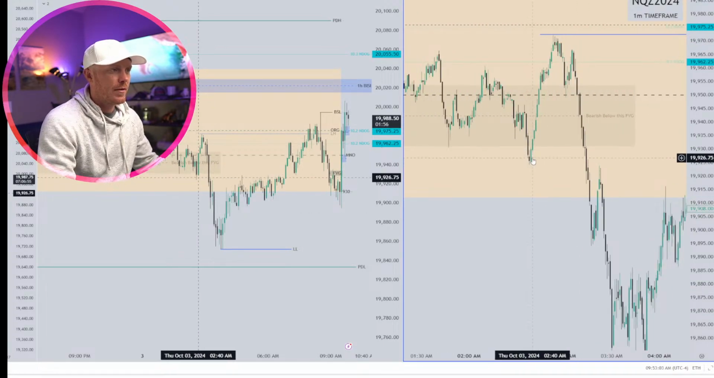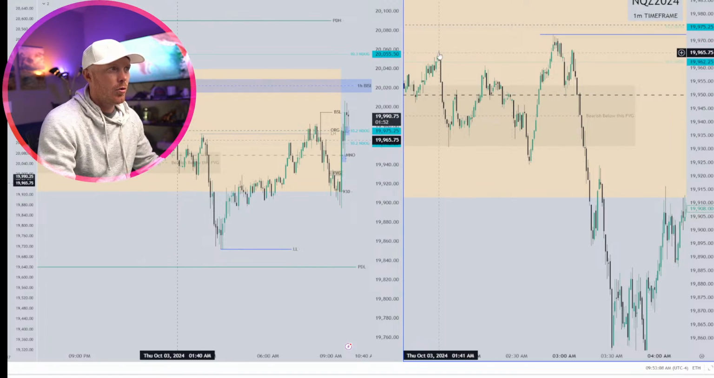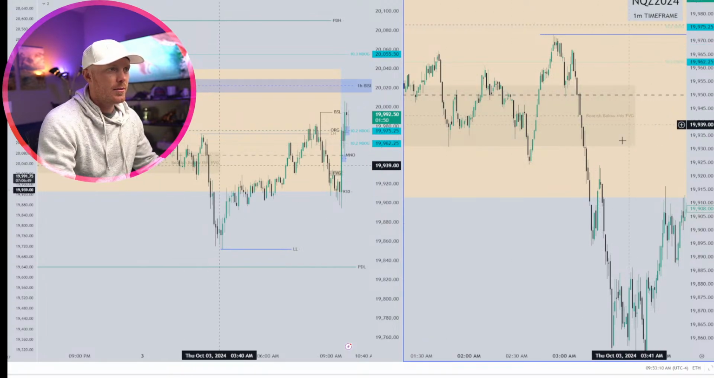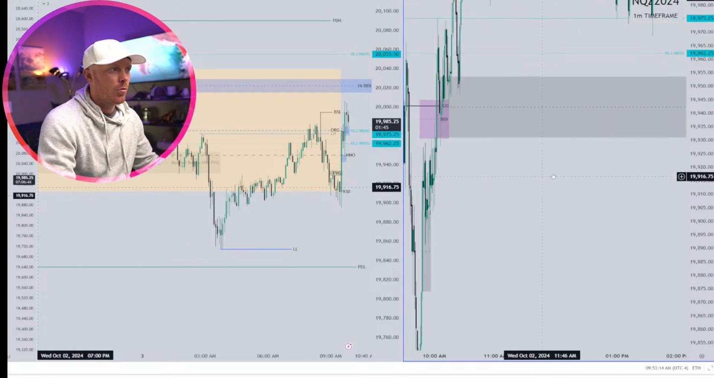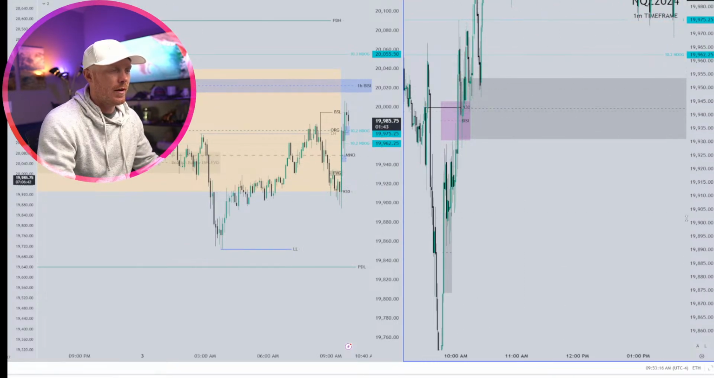So were we bullish after this? 100%. This was the manipulation leg. Grabbed the liquidity and collapsed. Okay? Tip, if you can find the right fair value gap, this was the right fair value gap.